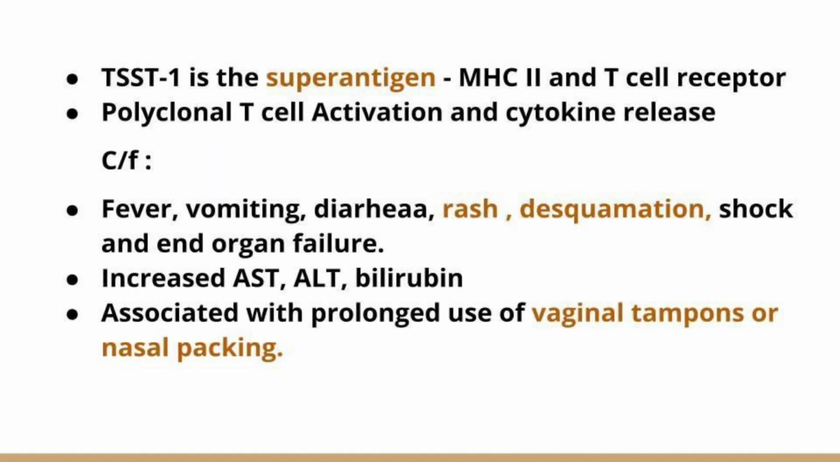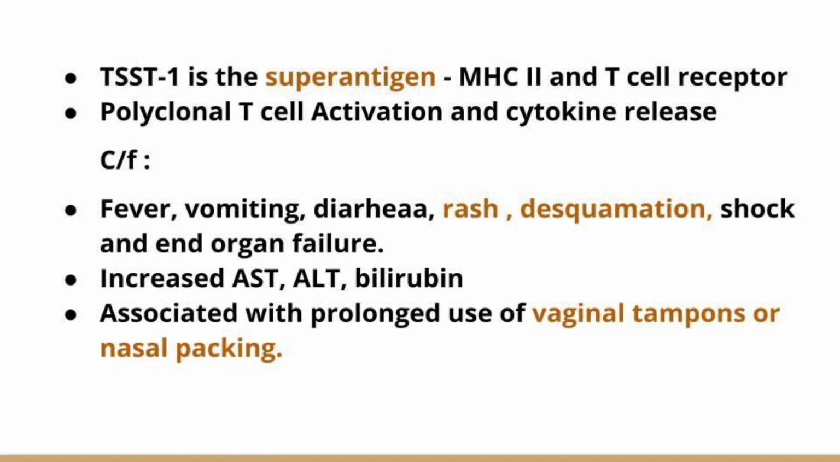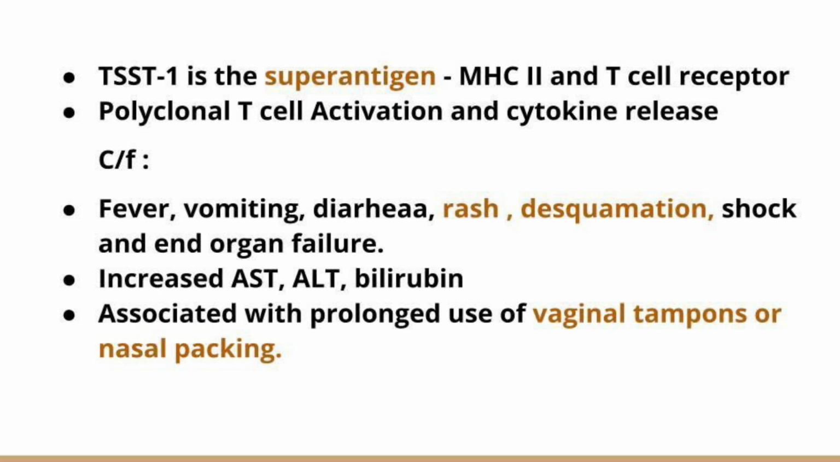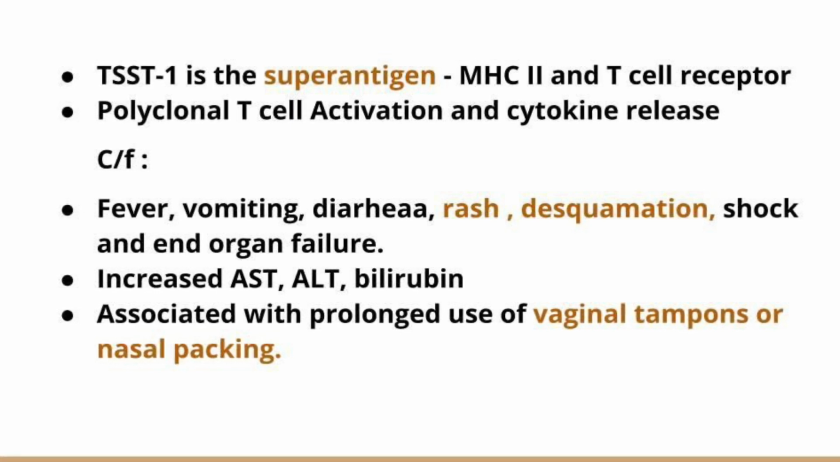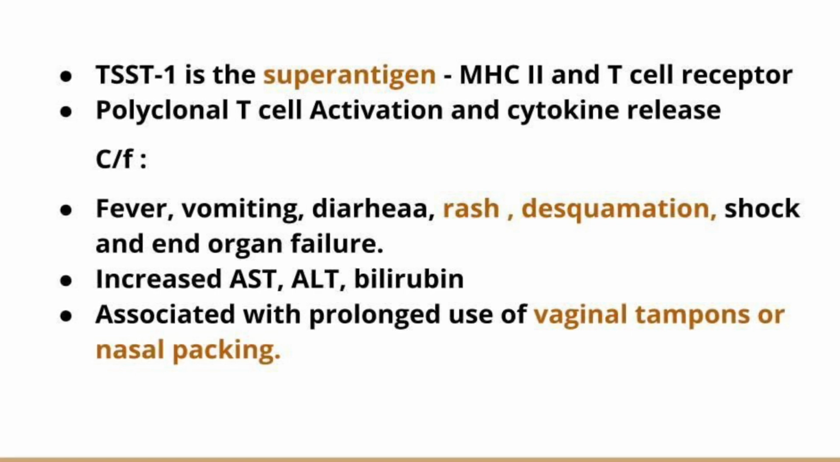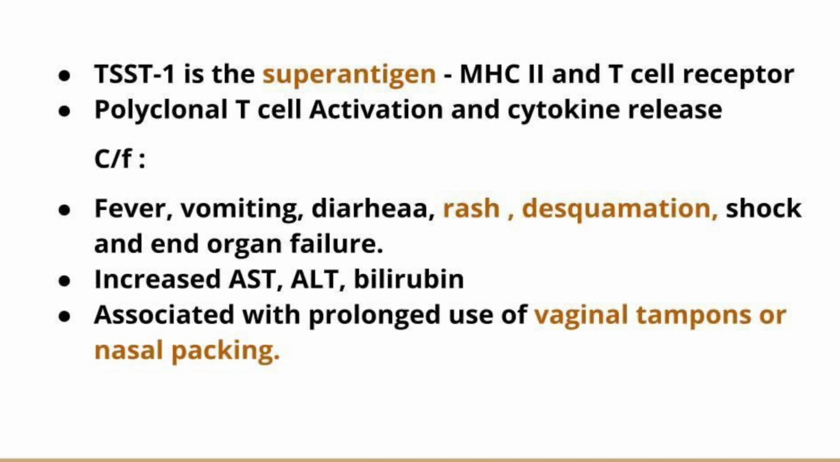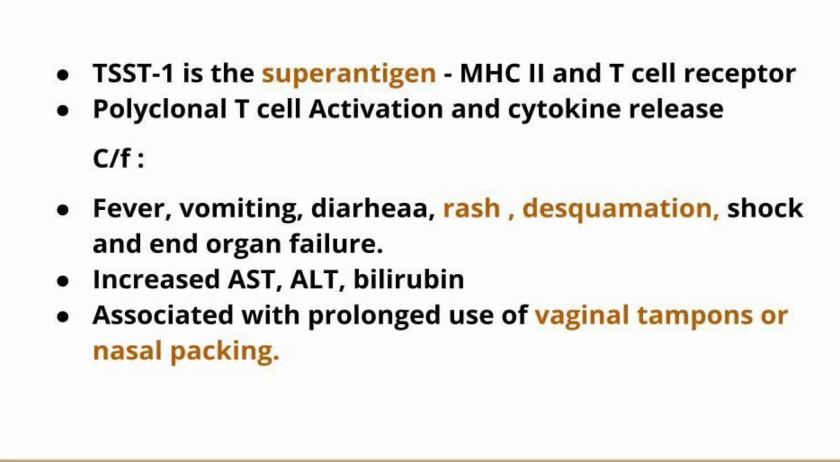TSST-1 is a superantigen. It binds to MHC II and T cell receptors. As a result, it causes polyclonal T cell activation and cytokine release. The clinical presentation of toxic shock syndrome includes fever, vomiting, diarrhea, rash, desquamation, shock, and organ failure. Toxic shock syndrome results in elevated AST, ALT, and bilirubin levels also. It is most commonly associated with prolonged use of vaginal tampons or nasal packing.